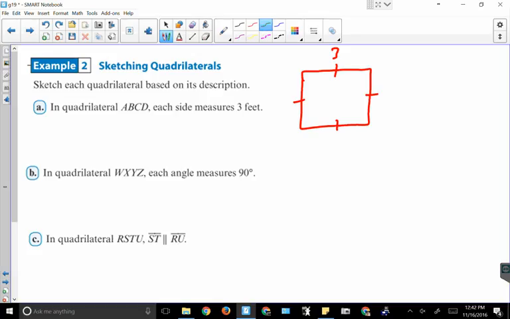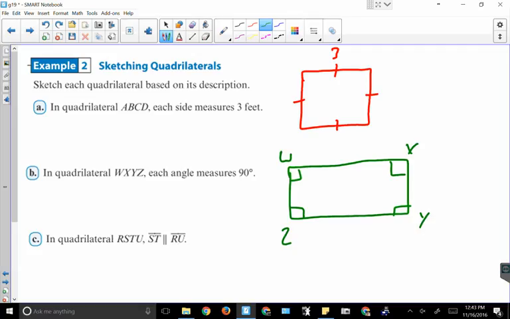Let's try the next one here. It says in quadrilateral, each angle measures 90 degrees. So I can do this. Put the little corners in there. Does that do it for me? Well, yeah, I could label it as W, X, Y, Z. I suppose I should have done that up here and called that A, B, C, D, right? Okay. So is there any other information that I could put down for B? No. What about the next one?